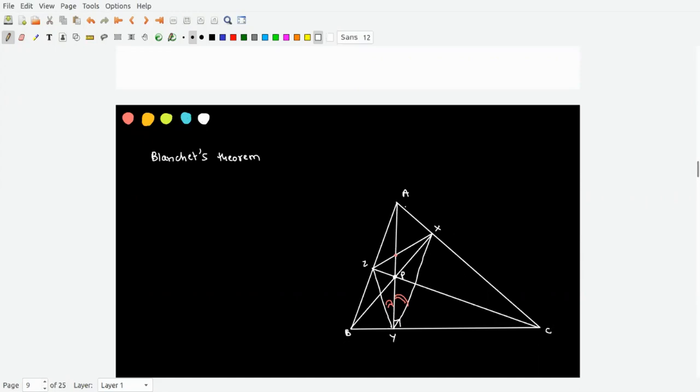Now Blanchet's theorem states that the line AY is the angle bisector of ZYX. So in other words, show that angle ZYA is equal to angle AYX. That's Blanchet's theorem. I'll give you guys a good 3 minutes to think about it, and then we'll start discussing. Hint, it's projective geometry. Not kill it.